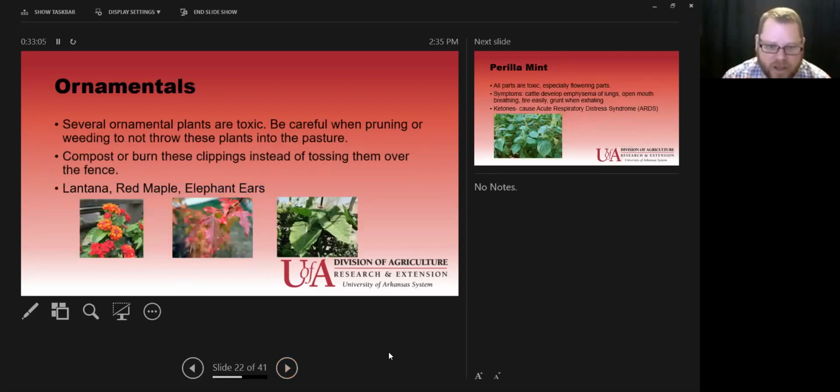As I mentioned earlier, one of the problems can be ornamentals, that we clean out the flower bed or what have you, and we just throw them over the fence. So I put some of the more common ones here. Latania can be poisonous, as can red maple and elephant ears. So think about an alternative to that, a compost pile, or putting them in a pile of things that you're going to burn later on and keep animals away from that, instead of just tossing them over the fence.